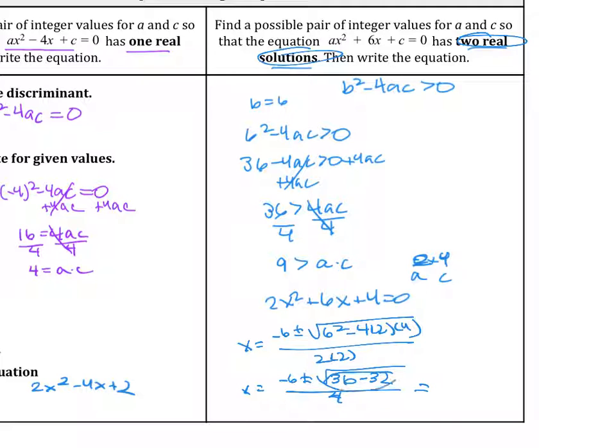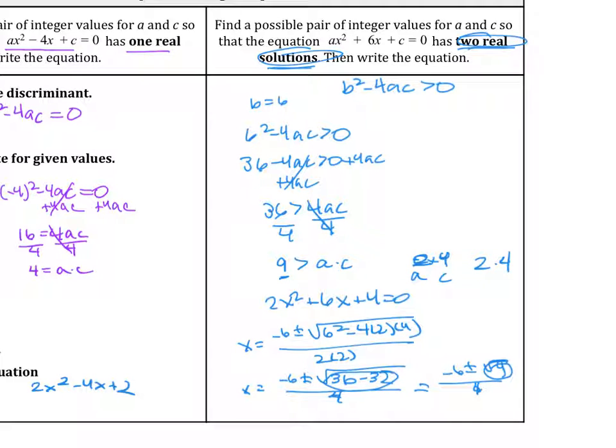So notice the discriminant is going to be positive. Negative 6 plus or minus the square root of 4 over 4. And so when we know that it's greater than 0, we are going to have two solutions. So any of these work. You just have to pick numbers whose product is less than 9. And so that was what works for two real solutions.